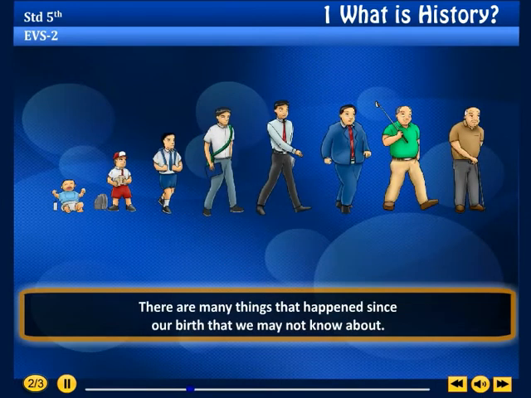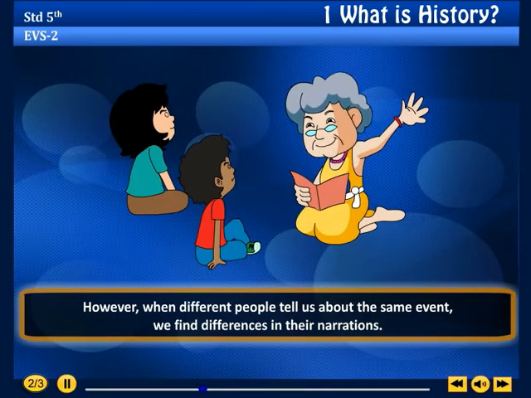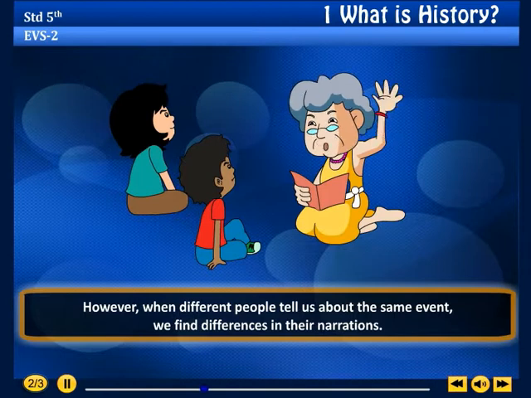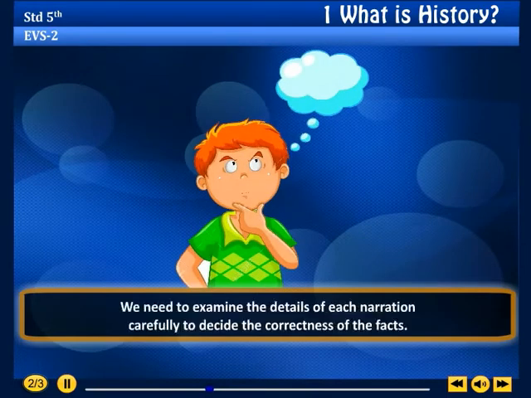There are many things that happened since our birth that we may not know about. However, our grandparents or others often tell us amusing stories of our childhood. Those stories are a part of their memory. However, when different people tell us about the same event, we find differences in their narration. It makes us wonder which one is right. We need to examine the details of such narration carefully to decide the correctness of the facts.